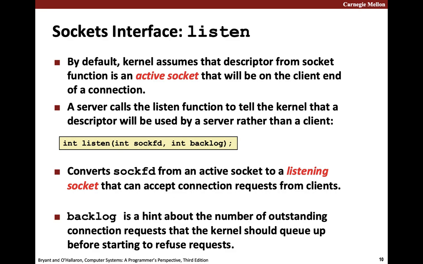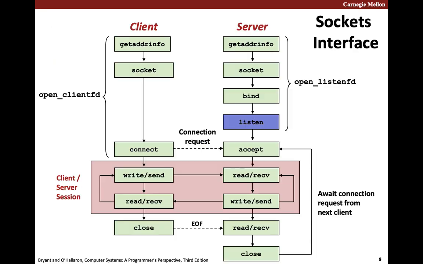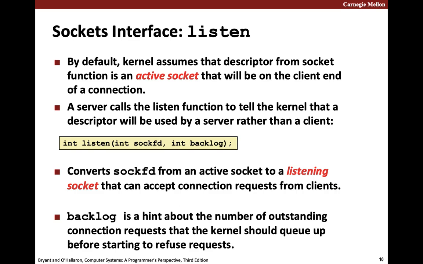Okay, when we call listen, the first argument is the socket that we've already created, and by calling bind on it, we've told it which port we're going to be listening on. We called bind before. If we look again at this order. Now this backlog is a number that will give us a hint about the number of outstanding connection requests that the kernel should queue up before it starts refusing things.